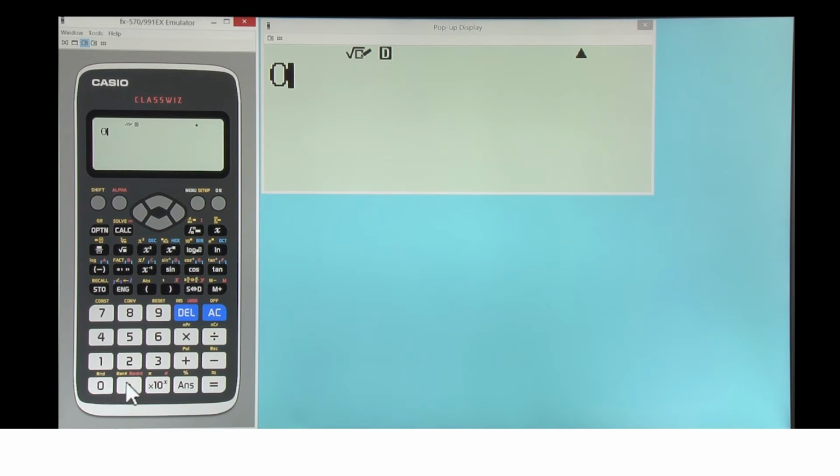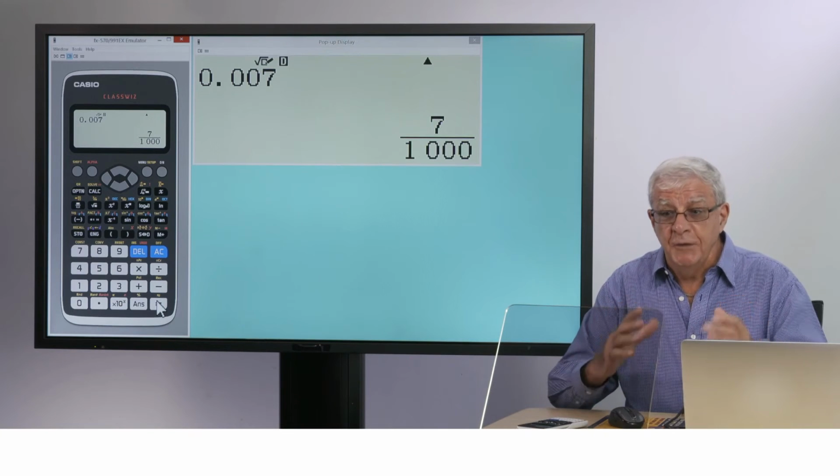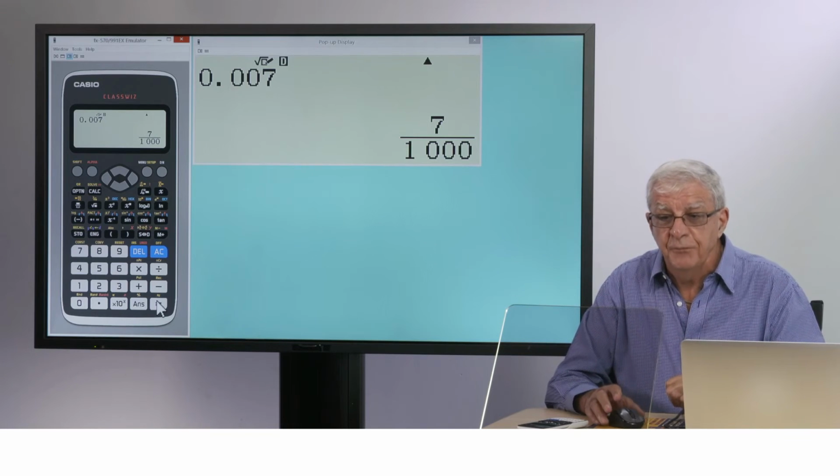So if we have 0.7, which of course is 7/10, if we were to enter 0.07, and some students think a 0 is nothing, so it won't change anything, but of course it changes it. We have the number 7/100ths, and if we put 2 zeros at the front, we have the number 7/1000ths, and so on. Students can see the structure of decimal numbers by seeing how the ClassWiz responds to them.